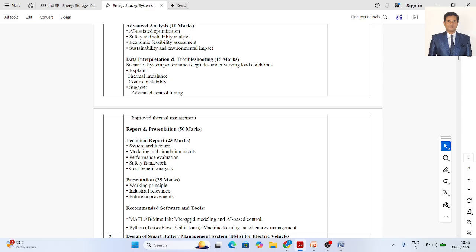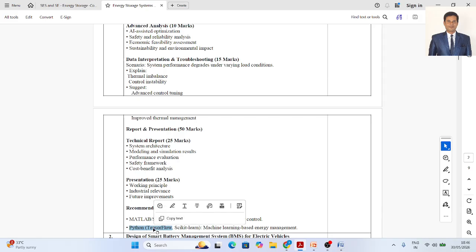So what are the softwares you have to use? You can go for MATLAB, Simulink, modeling and AI-based controls, or FLC controls, fuzzy logic controllers, or else we'll go for Python. So try to install Anaconda and Python on your laptop.